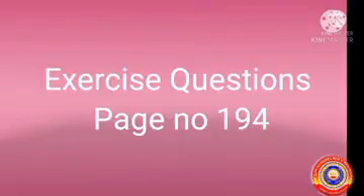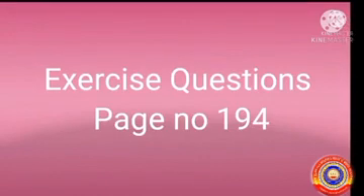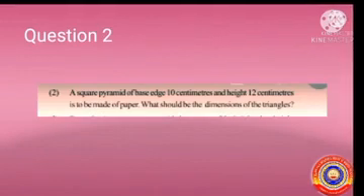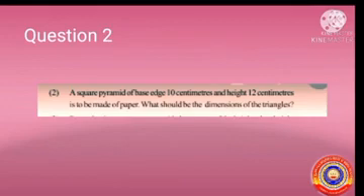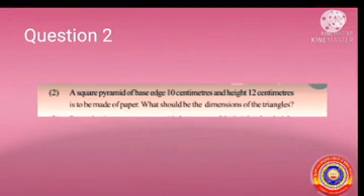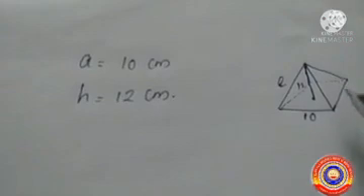Next, we are moving to the textual exercise questions on page number 194. First question on page number 193, you have to do it as homework. Next, question number 2. A square pyramid of base edge 10 cm and height 12 cm is to be made of paper. What should be the dimensions of the triangles? Dimensions means length of the sides.